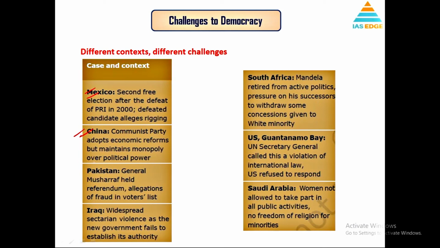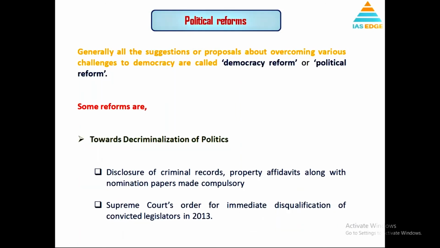So there's rigging somewhere. There's one single party, there's practically no democracy. There is military dictatorship. There is sectarian violence and democracy is not able to happen. There is a question of reconciling black and white rights. The so-called biggest democracy of the world, where there are so many liberal principles, they themselves are not following international law. Women are not given respect. There's no freedom of religion for minorities, okay, in Saudi Arabia. So these are challenges in different contexts, different countries.